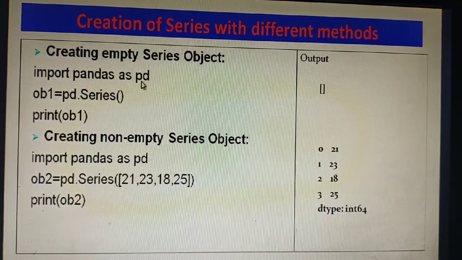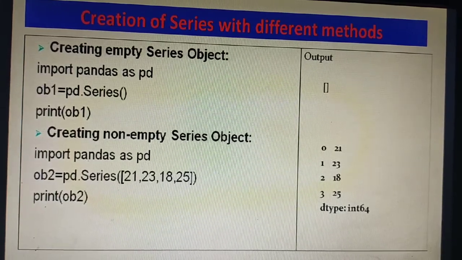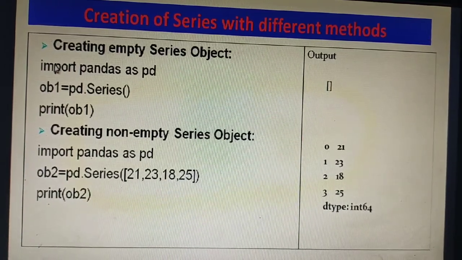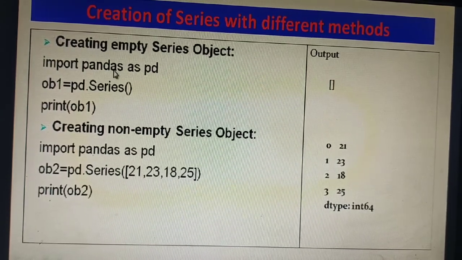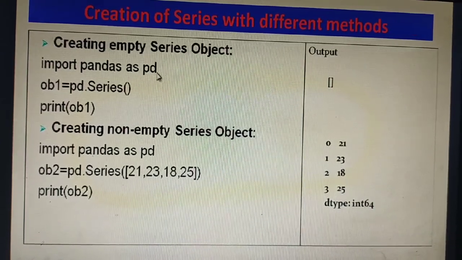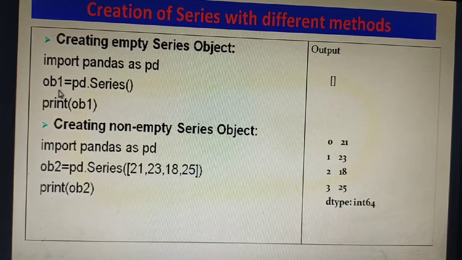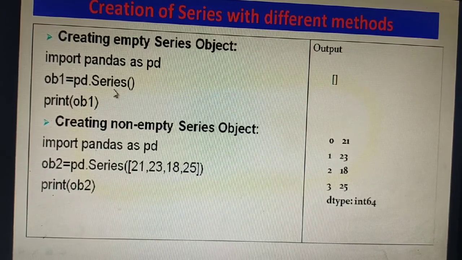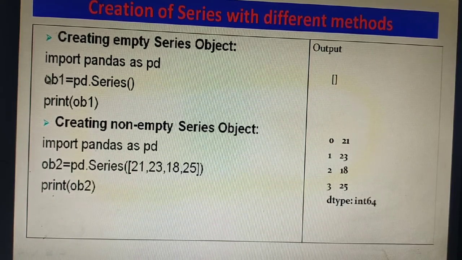Here is the first method, creating an empty series object. First of all we are starting with creating an empty series. For creating an empty series we have to import pandas, as we are learning pandas. The pandas library must be imported in this way using the variable name pd or any other name you can use here. So import pandas as pd, then using the pd.Series function you can create the empty series because no argument is given here. So OB1 will store the empty series.